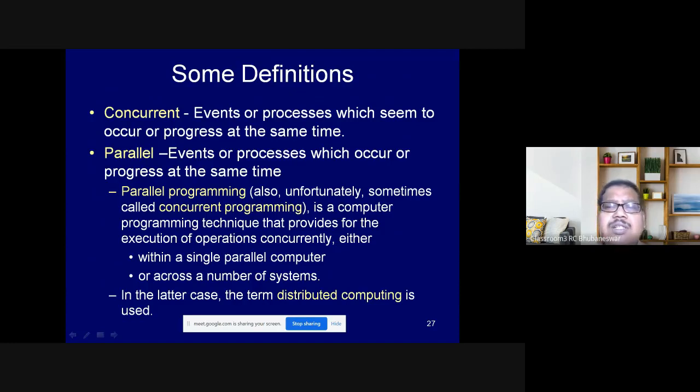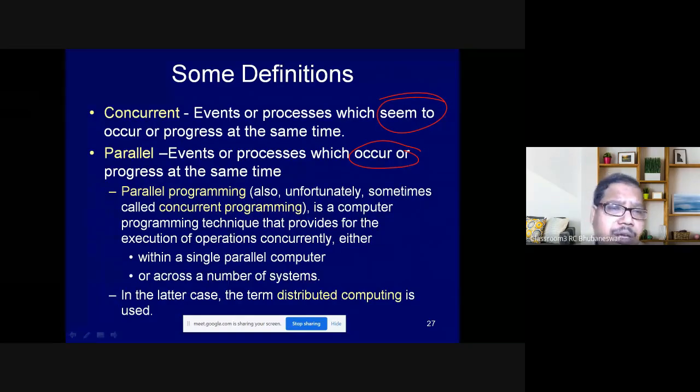What is a concurrent event or process? It seems to occur or progress at the same time, but really they are not. If you go for parallel events or processes, they occur or progress at the same time. You can see the difference in the words: seems to occur, but here they actually progress at the same time. For concurrency, think of me working parallelly in MS DOS and Microsoft Excel, but that does not really happen. We are working on one and then we switch over to the next, so we are not really working on both. This is the difference between concurrency and parallelism.